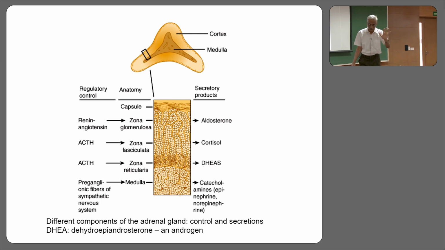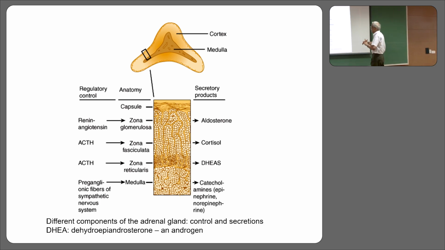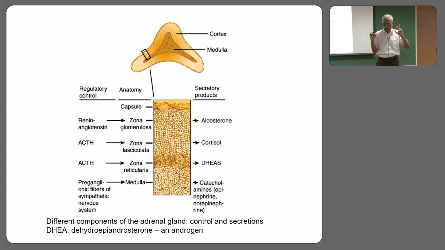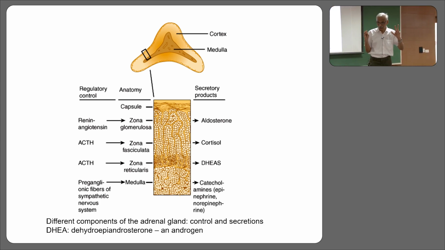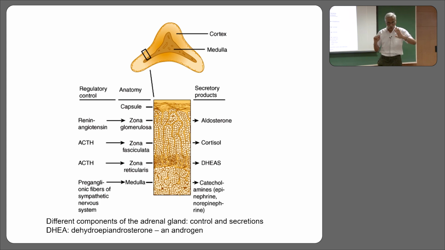Zona glomerulosa. Excellent. So far clear? Remember, this has to be remembered. The most important glucocorticoid in a human, I am using the word human because there are variations across mammals, but I focus on humans.